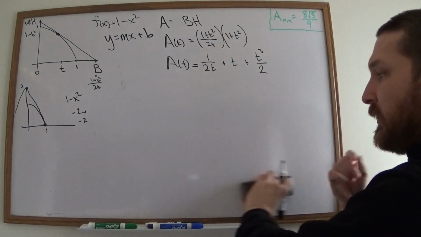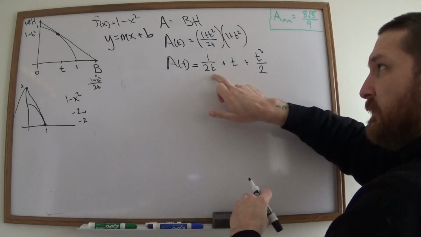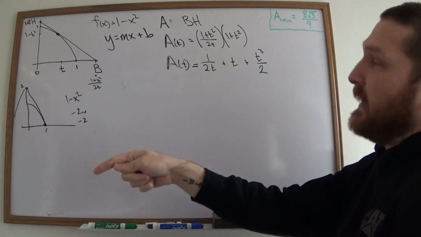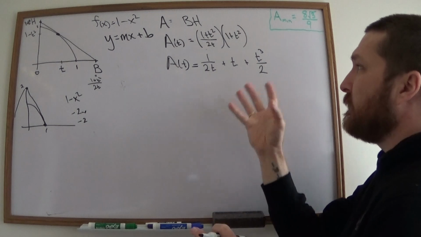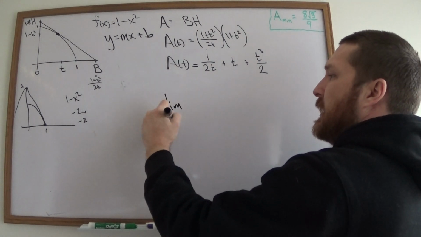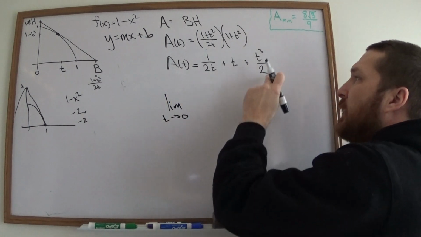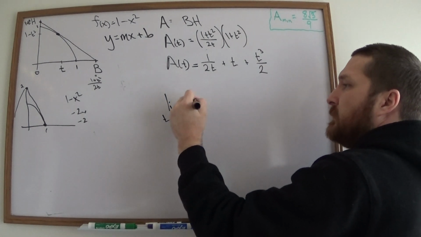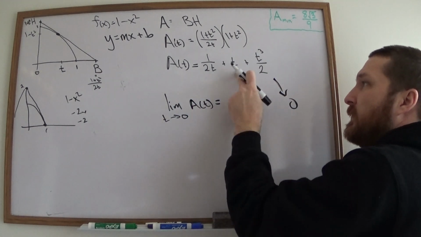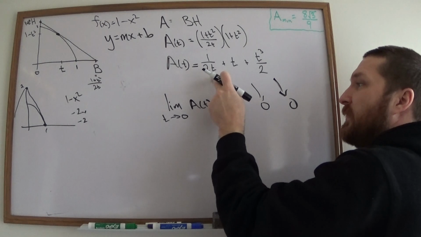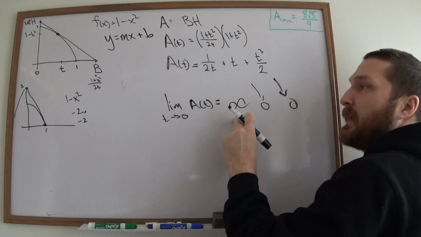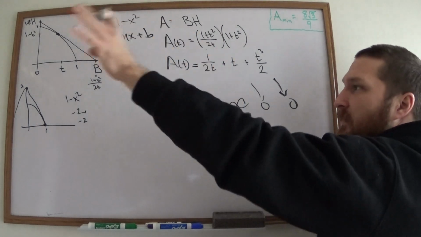As you try to plug in a 0 for t, this thing's going to blow up. And that's what we expect. That's what should happen, right? As t goes to 0, this thing goes to 0. This thing goes to 0. This thing goes to 0, but this thing blows up. And that is what we should expect. That blows up, the area should blow up.